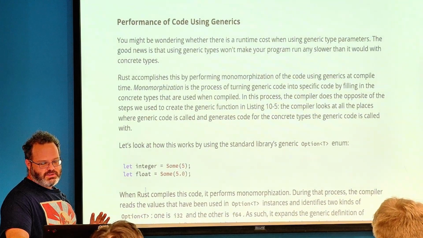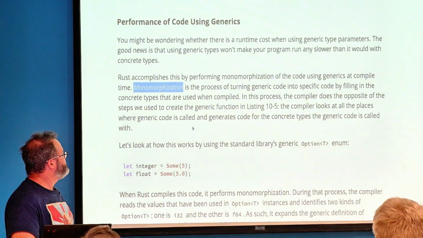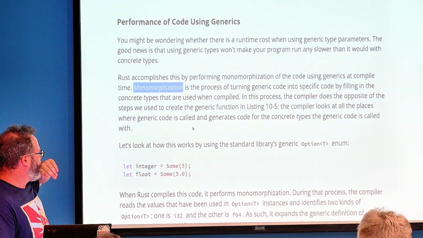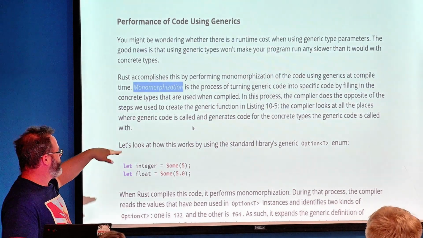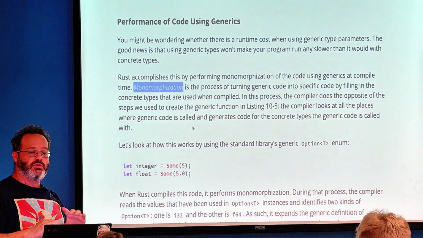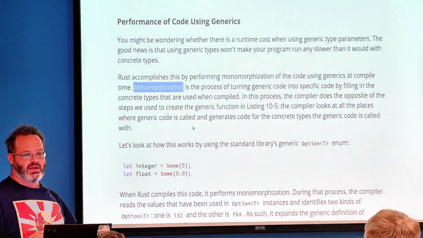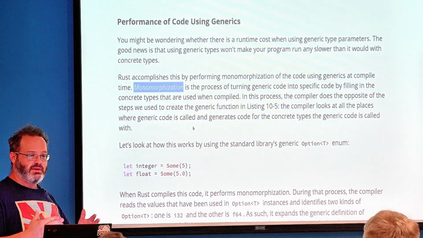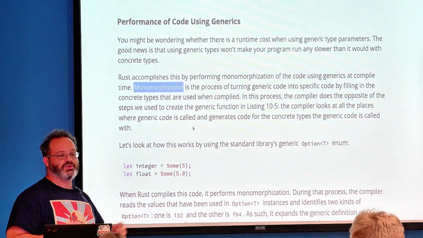All right. Performance of code using generics. This is just what I said. This is a big word that I think was stolen from C++. I don't know, it may predate it. But monomorphization is the concept that we will, from this generic code, create concrete code. The concrete code only works with one type, as if you wrote code for only one type. But it's generated for you at compile time. And the key here is that that concrete code is maximally fast, right? It has no overhead of this generic abstraction.